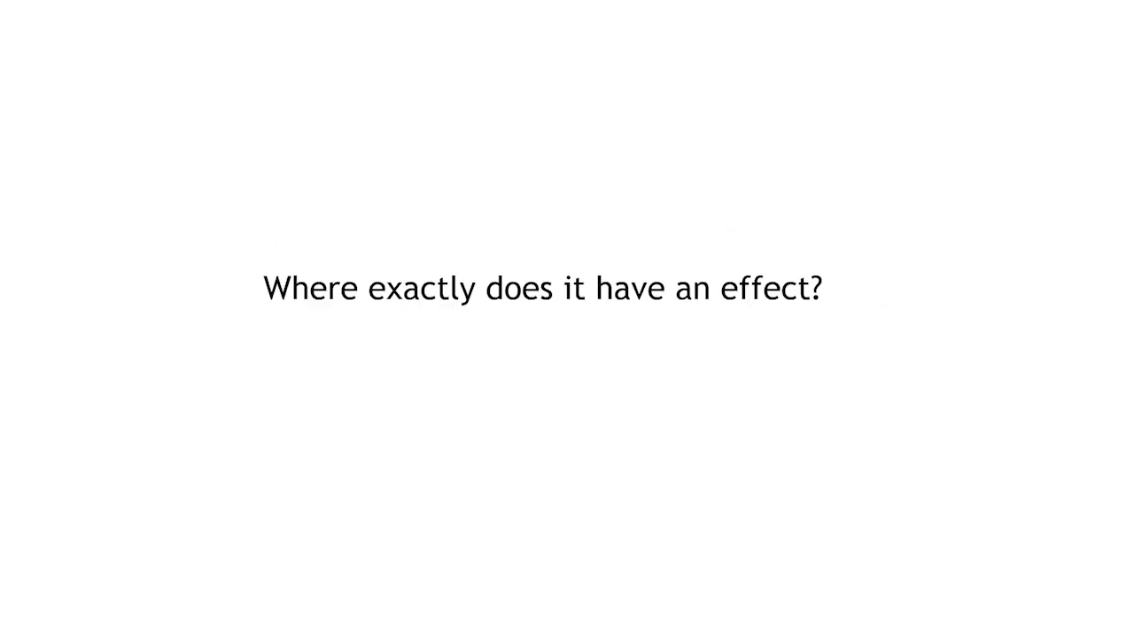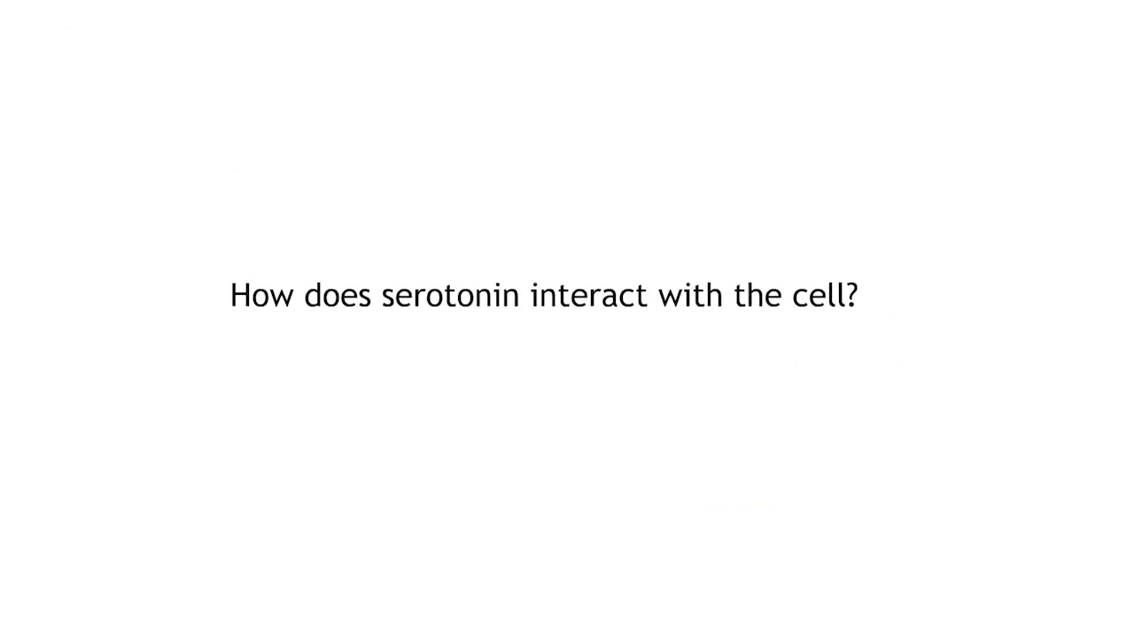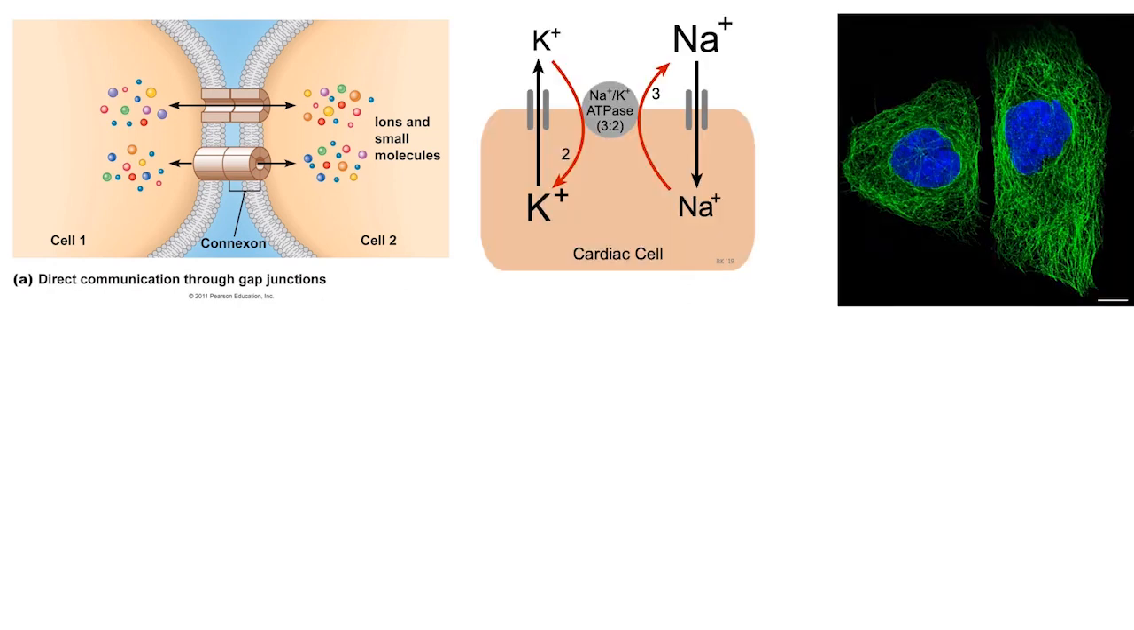The scientists injected the chemicals into each of the cells separately and saw the greatest effect of messed up asymmetry with the right ventral cell. So that's probably where most of the stuff is happening. But maybe the biggest question is how serotonin interacts with the cell in this early development. This study investigates 3 options: gap junctions, ATPase, and microtubules.